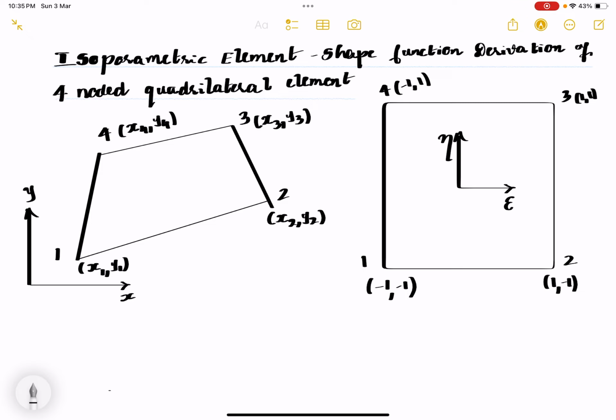Okay. All right then. So we are going to derive the shape functions. So the first step to derive the shape function is to assume a trial solution. So step number 1, we are going to assume a trial solution.